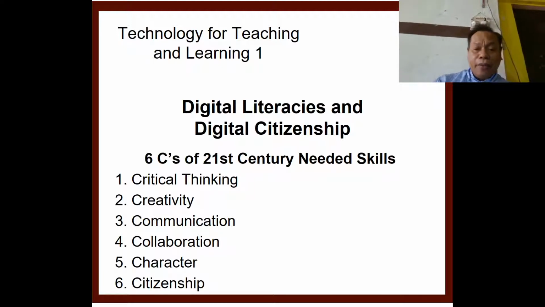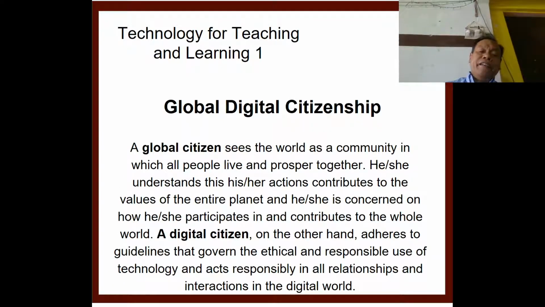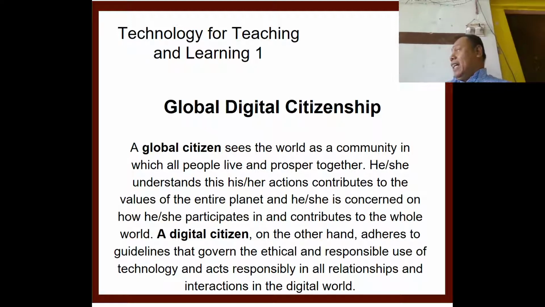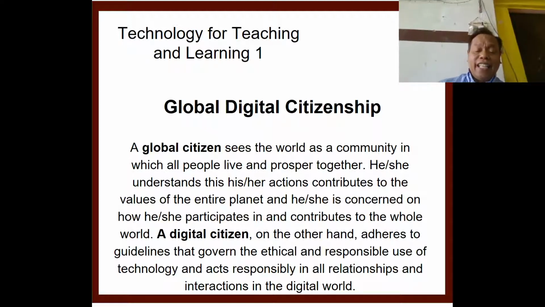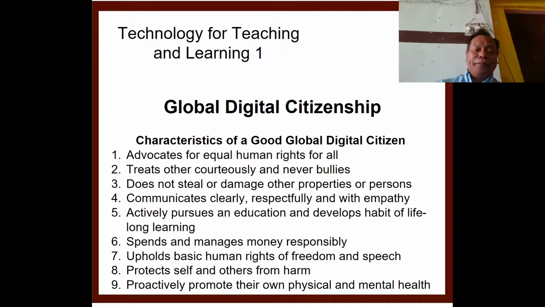which was the bulk of our discussion in this third topic. We define the global citizen and a global digital citizen, and we combine that, global digital citizenship, because there are no countries in the internet, and we also use the internet. We must use it well.